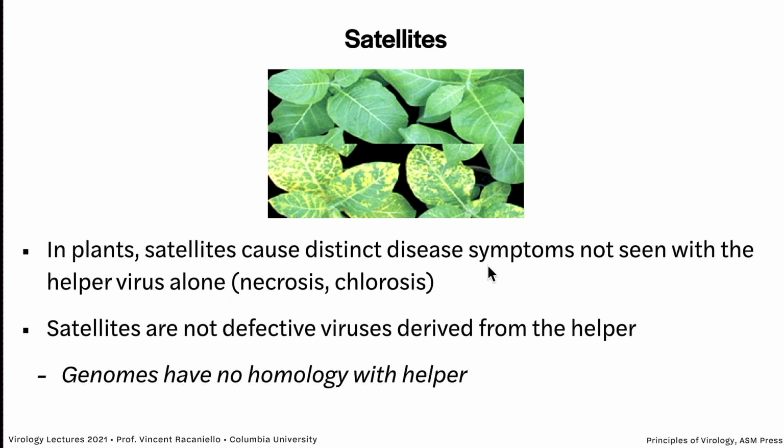So if we have a plant virus, the helper virus on its own can infect plants and may cause a certain kind of disease. But when the satellite is present with the helper, you can get a different kind of disease. And this is an example of chlorosis. You have parts of the leaf that have lost chlorophyll, so they're no longer green. You can also have necrosis, which would be destruction of the cells. And so they cause a distinct disease compared to the helper.